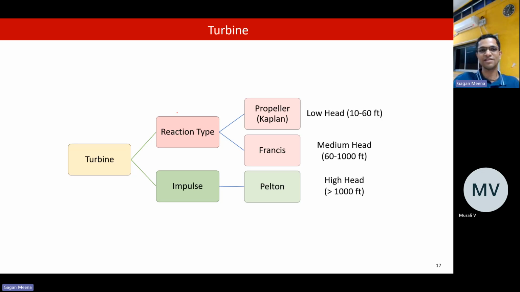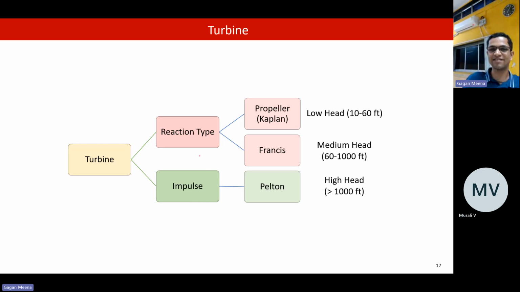The next thing was the turbine. Different types of turbines are there. There are two types. One is the impulse type. It is called impulse because of the nozzle through which the water comes; the nozzle creates a high pressure water stream, and that drives the turbine. That's why it is called an impulse turbine.